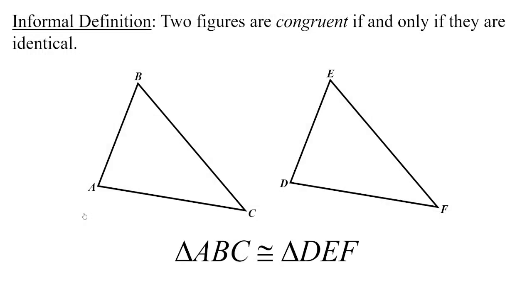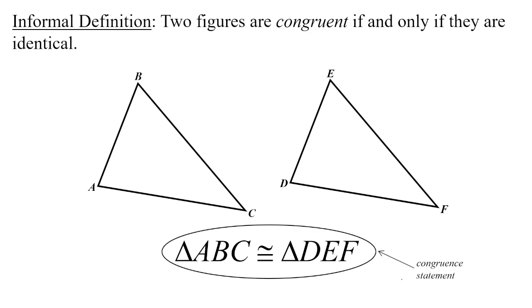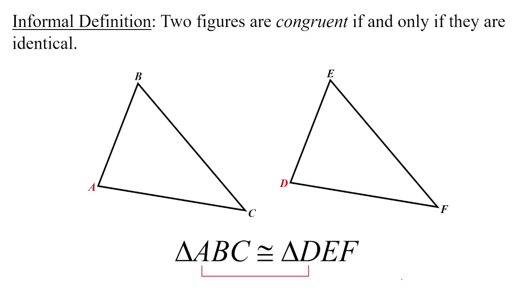First, I want to give you the informal definition. Two figures are congruent if and only if they are identical. Now, on the bottom, you see what is called a congruence statement. And when you write a congruence statement, the names of the corresponding vertices are in the same order. Now, what do I mean by corresponding? Well, point A to triangle ABC is what point D is to triangle DEF. Point B to triangle ABC is what point E is to triangle DEF. Point C to triangle ABC is what point F is to triangle DEF. The corresponding vertices are written in the same order.